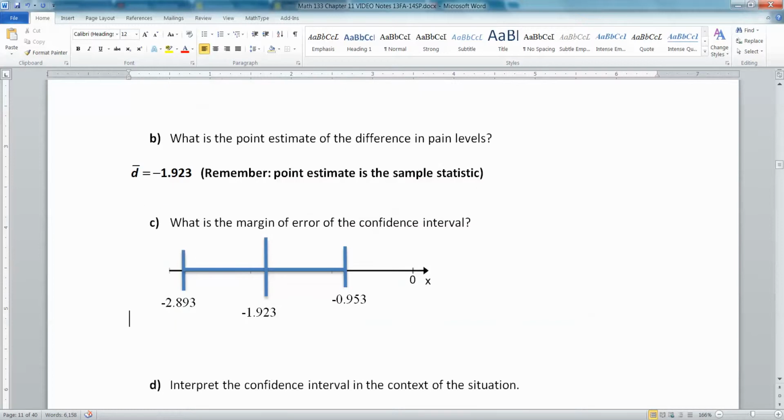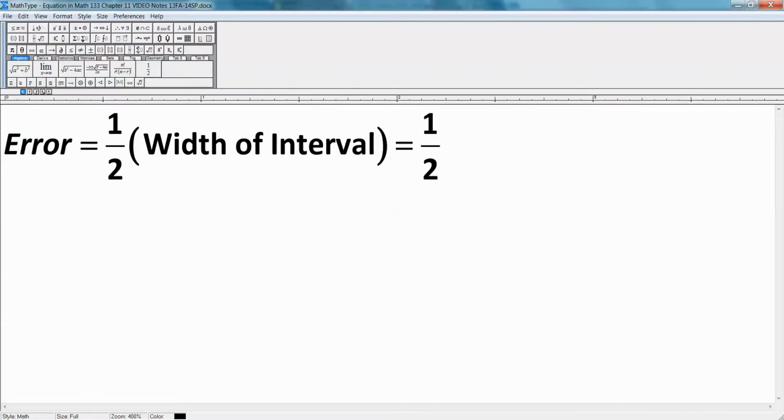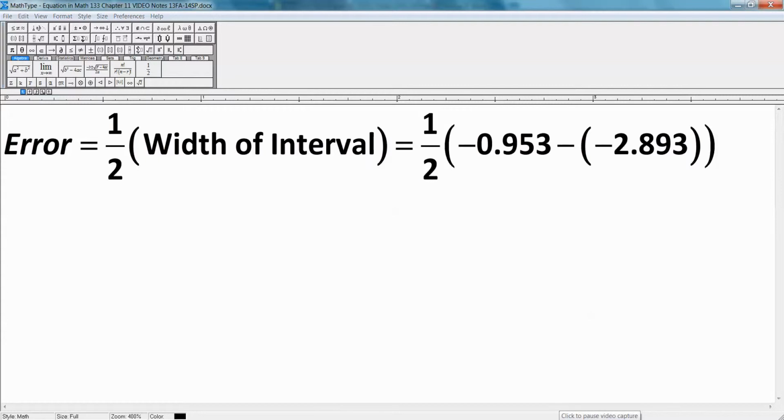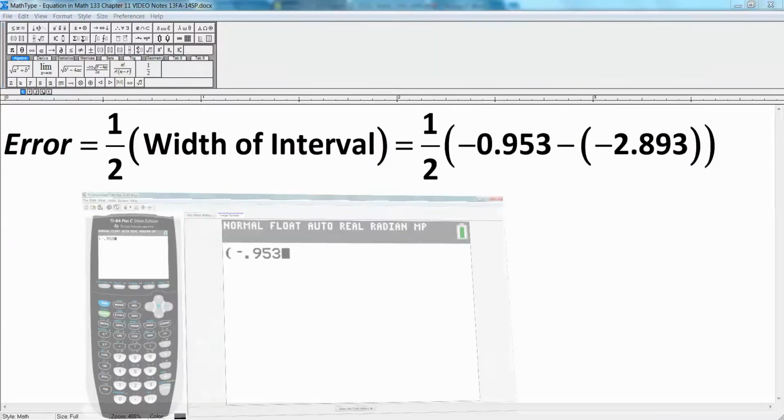So let me type that up. All right, so error is half the width of the interval. That's half the distance between negative 0.953 minus a negative 2.893. So we would just find what that is and divide it in 2. Or if you like, you could take the difference between the high end minus the middle. All right, let me grab the calculator.